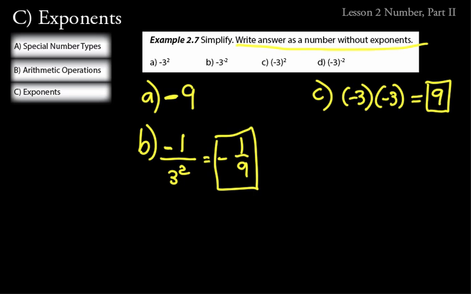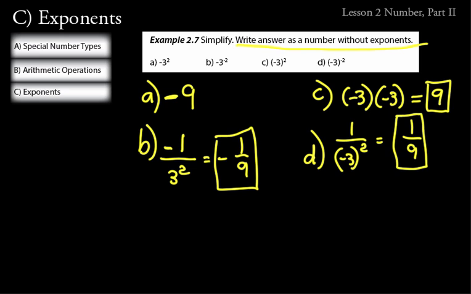So then D, think of B and D. B's just got the minus sign out front. It's saying the opposite of 3 to the minus 2. D is saying to move that to the denominator, make it a 1 over negative 3 parentheses squared. So it's saying 1 over minus 3 times minus 3. That would be a 1 over 9. Okay? So get the opposite result as in B. So hopefully you see how those are similar, but also how they're very different. B and D are opposites of each other. And so are A and C.